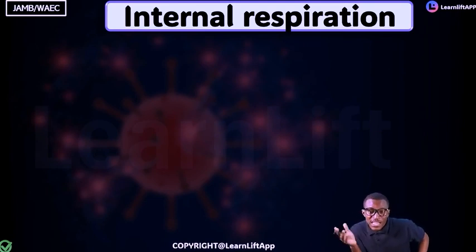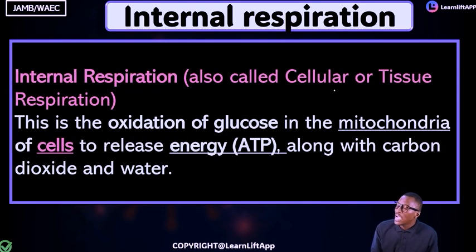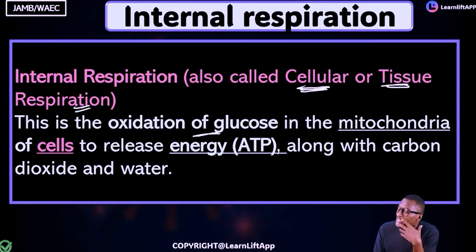Now, what about the internal? We have talked about it, we said there are two types of respiration. We have the external and we have the internal. What about now the internal? Take note that this one is also called your cellular respiration, also called your what? Tissue respiration. So it is the oxidation of glucose, that's oxidation of food, in the mitochondria of cells to release energy, which is ATP, alongside CO2 and water.